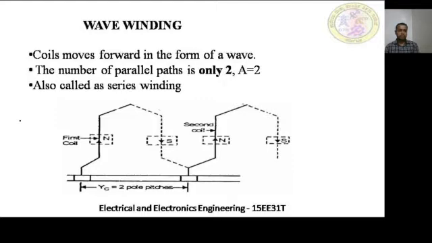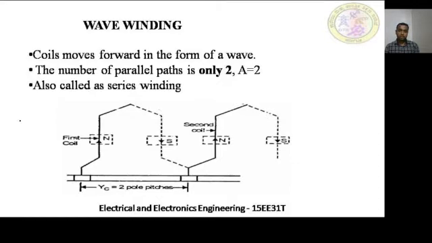Here, the number of parallel paths is exactly equal to 2. If there are 8 poles, then the number of parallel paths in wave winding is exactly equal to 2. If it has 4 poles, then the number of parallel paths A is also 2. Irrespective of the poles, the number of parallel paths is always equal to 2.